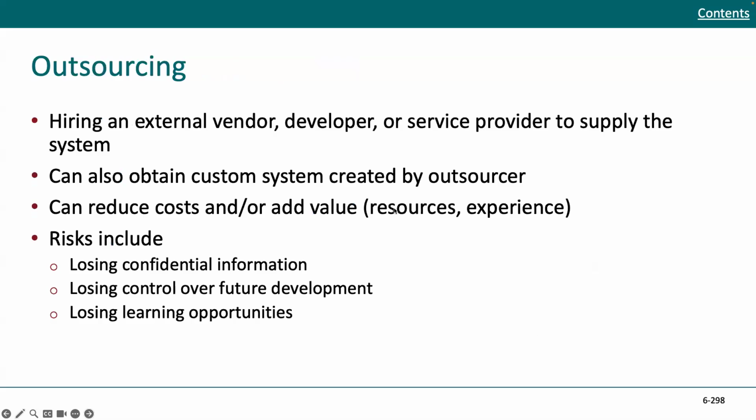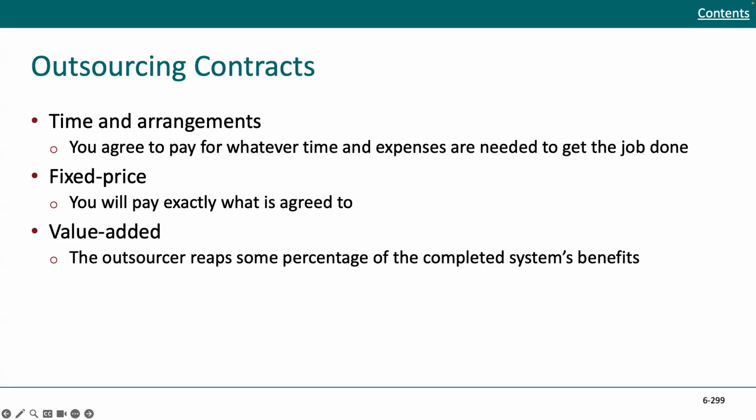So, continuing with outsourcing. You're hiring an external vendor, developer, or service provider to supply the system. You can also obtain custom systems created by the outsourcer. If it's large enough and the dollar amount is high enough, they may actually be willing to do some customization. You can reduce the cost or add value by looking at resources and experience. The risks include losing confidential information, losing control over future development, and losing the learning opportunity. And all those are things that need to be carefully considered.